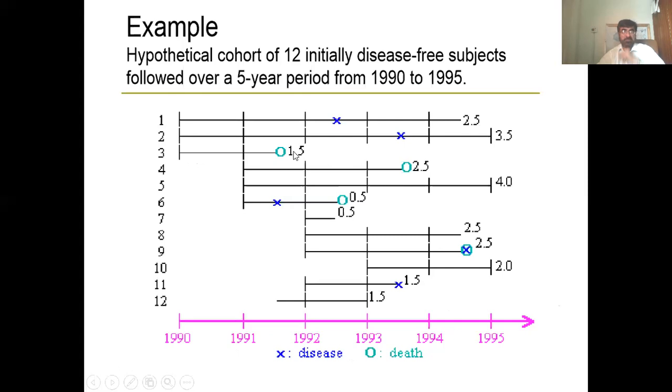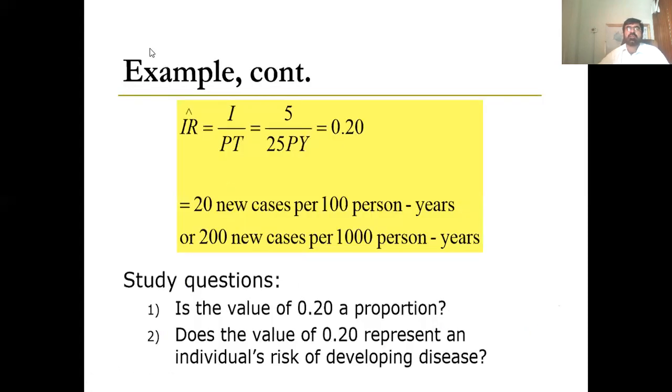So here 1.5, 2.5, 3.5, 2.5, all these individual times you add up, and that becomes 25 person-years. You multiply it by a constant, so 20 new cases per 100 person-years, or 200 new cases per 1,000 person-years. What does that mean? It means that when you follow up 1,000 people, 200 cases will develop in a year.